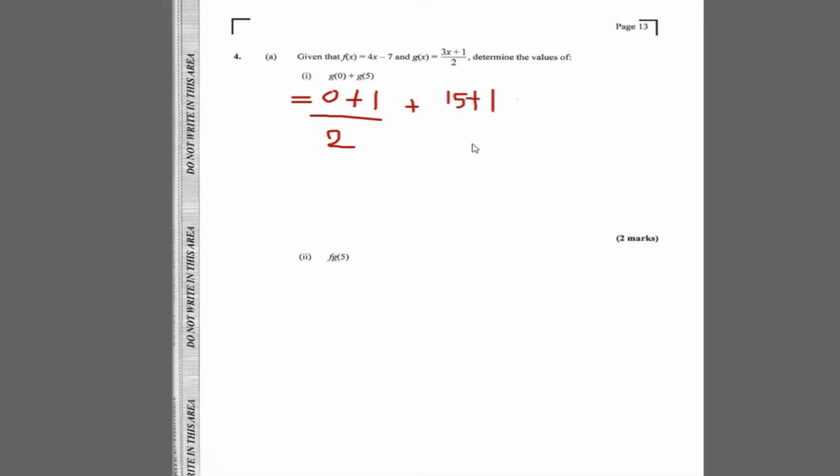3 times 5 is 15, plus 1, over 2. All right, so now when we go ahead and add them across, what we're getting is 1 over 2 plus 16 over 2. 16 over 2 is 8 plus a half, that's 17 over 2. So we're getting 17 over 2. Nice and easy. 17 over 2.